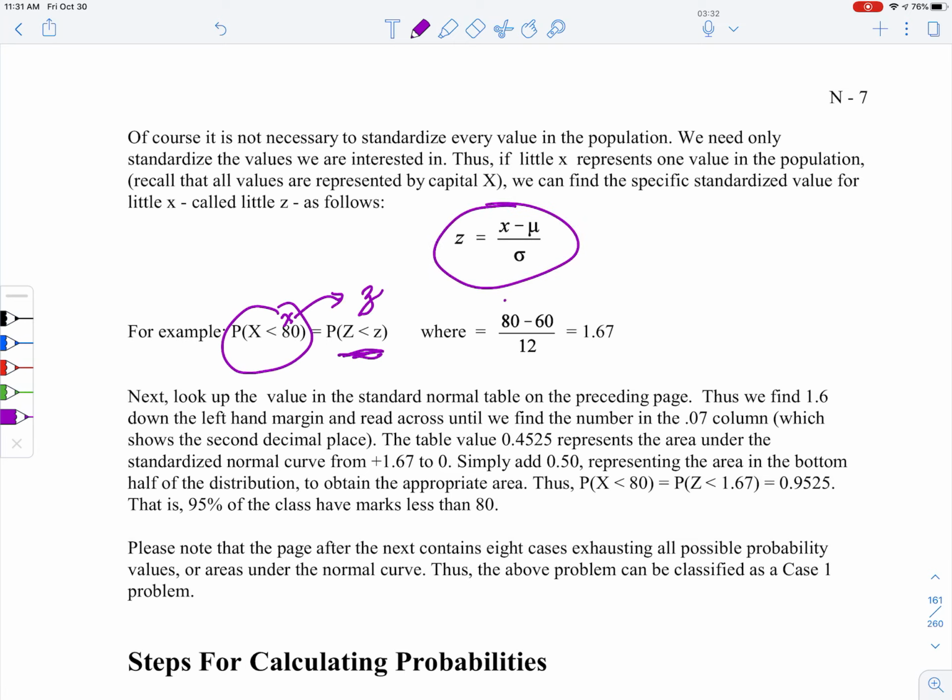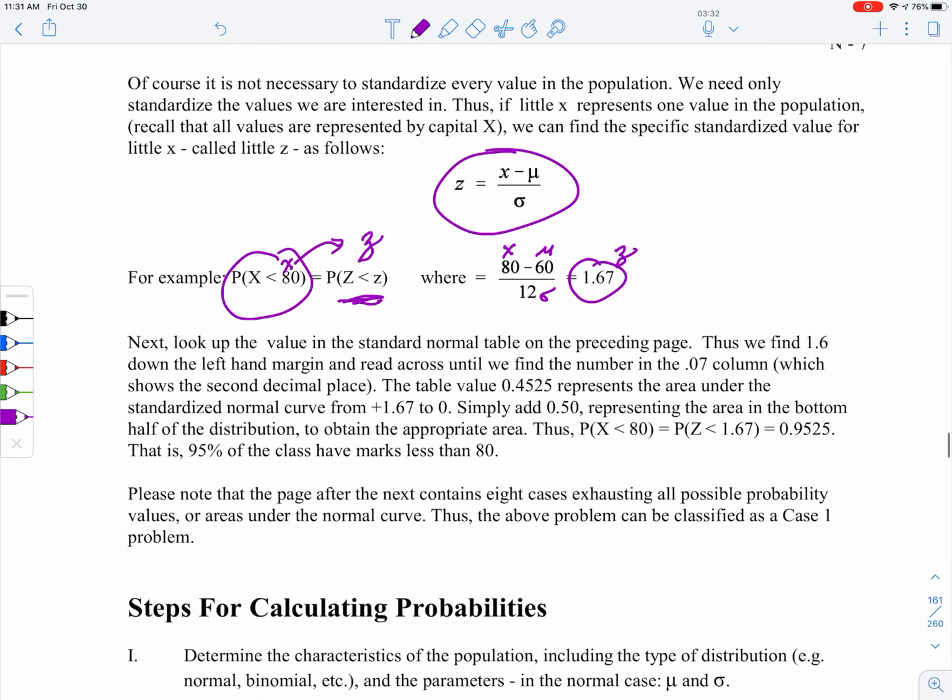So we take our x, which is 80, minus our mean, which is 60, divided by the standard deviation, which is 12, and this is 1.67. That's our z value. And that means that 80 is 1 2/3 standard deviation above 60. That's what it means, okay?